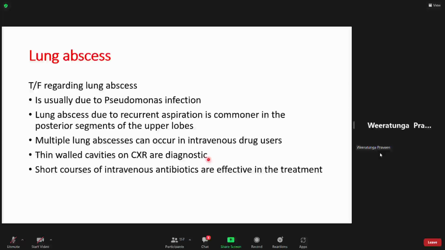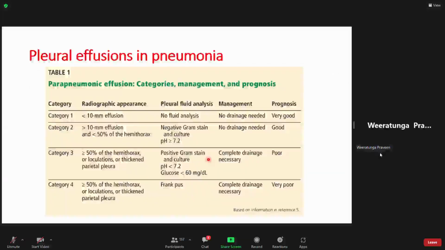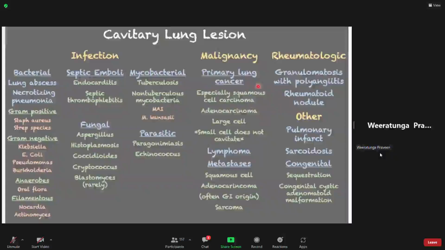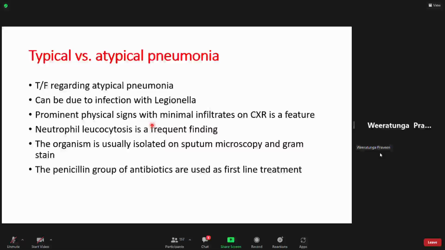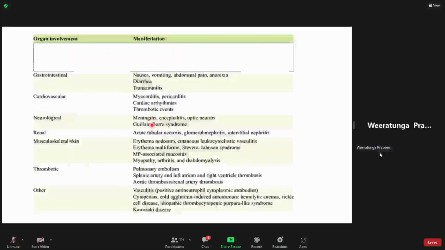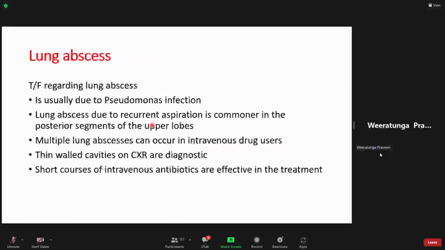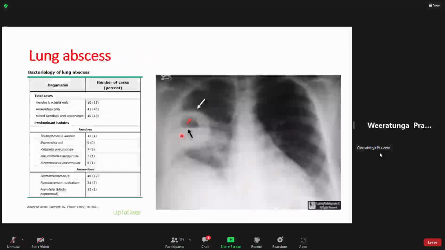If it is a thin walled cavity, it can be things like granulomatous or rheumatological disease. Thin walled abscesses, rheumatological conditions. That is useful. Thick wall cavities and thick wall lung abscesses, infection. The wall of the lung abscess, as you can see in this X-ray also, is thick wall. So that is an important point.